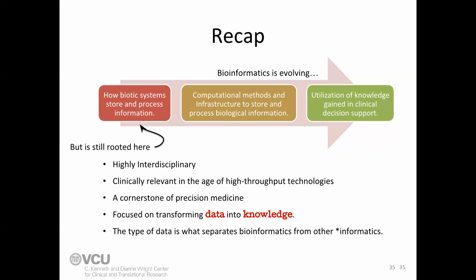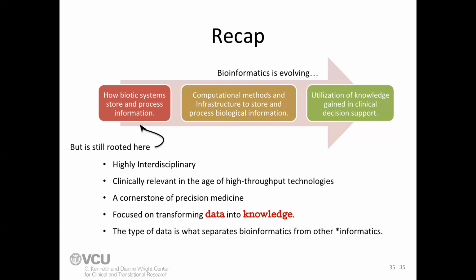And now in the era of precision medicine, we are focused on utilizing the knowledge that we've gained from those discoveries in clinical decision support. But ultimately bioinformatics is still, and I think always will be, rooted in understanding how biological systems store and process information. So it's highly interdisciplinary, and it is clinically relevant at this stage because we can sequence a genome quickly and cheaply. I think bioinformatics is a cornerstone of precision medicine.